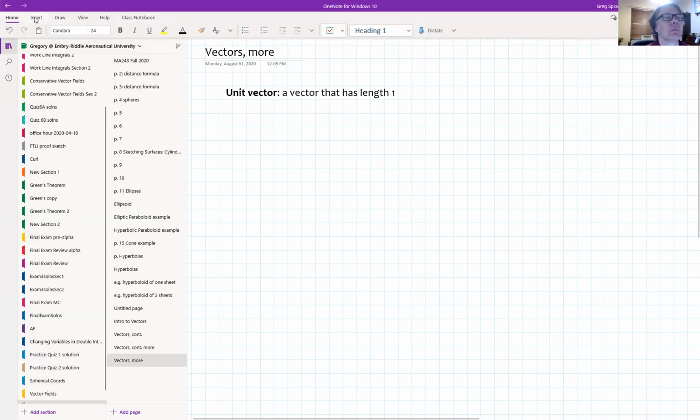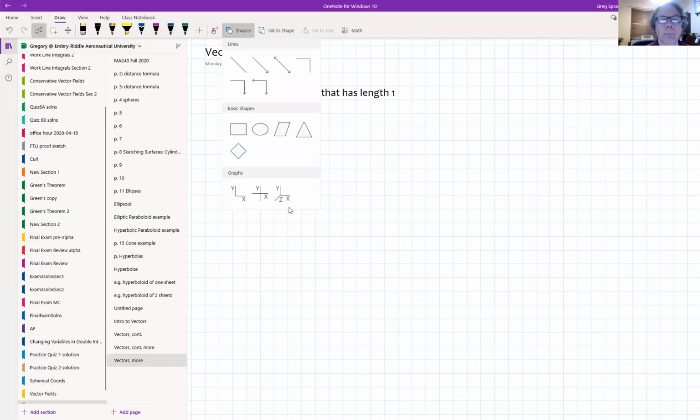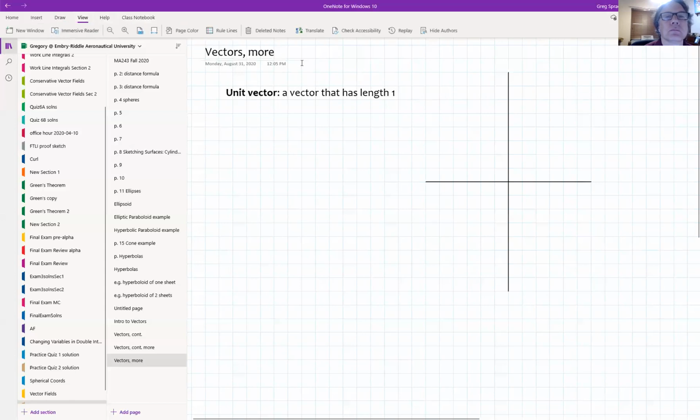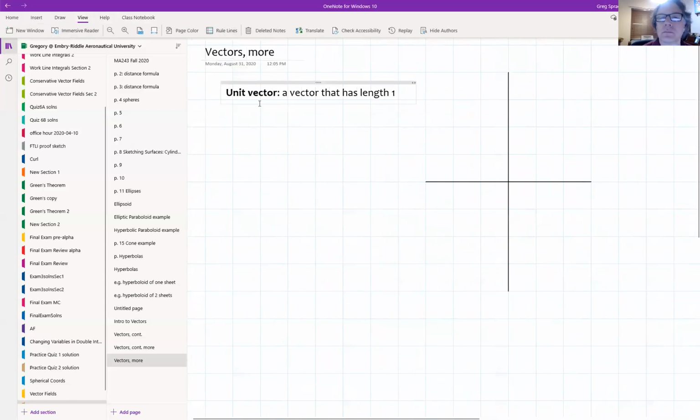Where's my shape thing? Oh, there it is. I only need a 2D picture for this. So I need some scaling. Let's use it larger. Let's make, oops, duh, yeah, should be 1. All right.